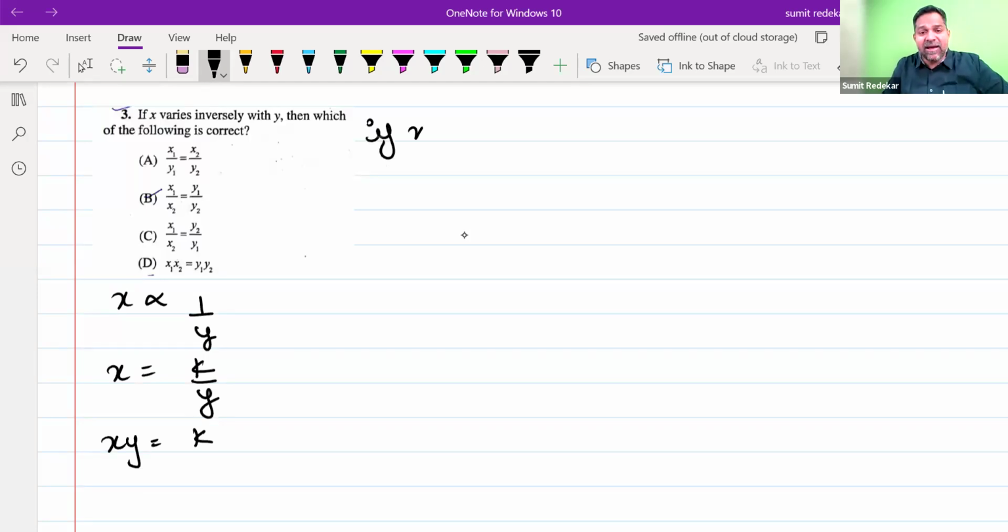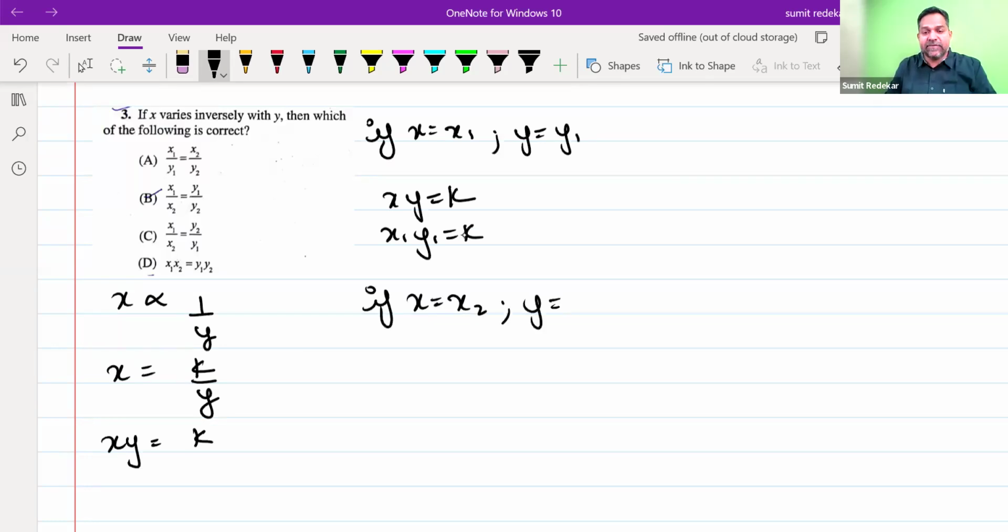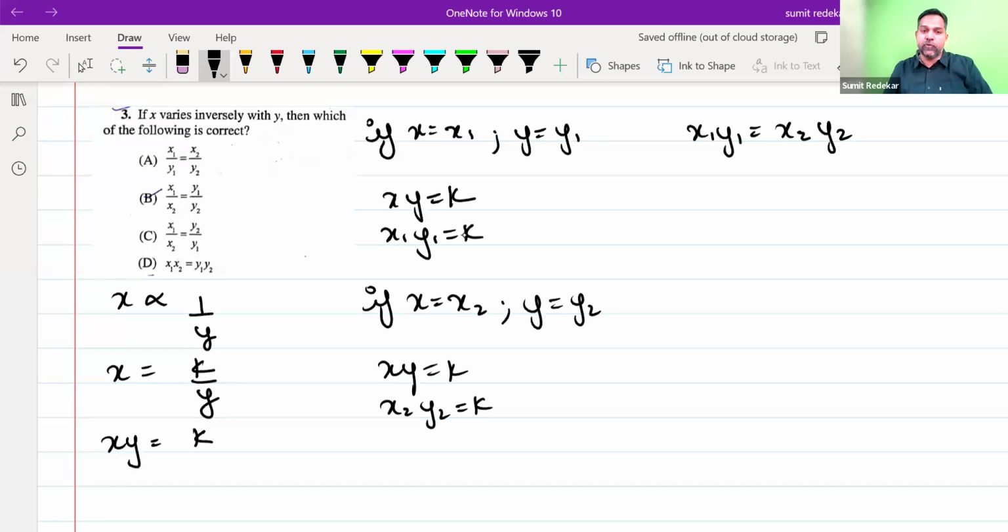Now, if X is a value X1 and Y takes a value Y1, then I will say that XY should be K, which means X1 Y1 should be K. Similarly, if X is X2 and Y takes a value Y2, XY is K, which means X2 Y2 is K. Remember that no matter what values X and Y take, because they are inversely proportional, their product should always be a constant, or in other words, X1 Y1 is equal to X2 Y2.